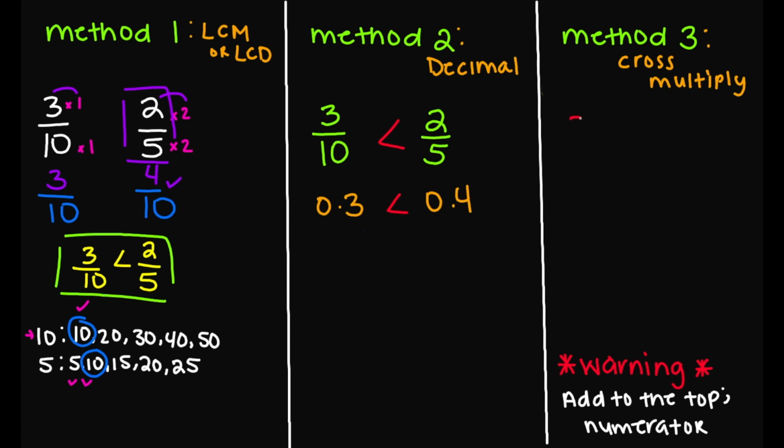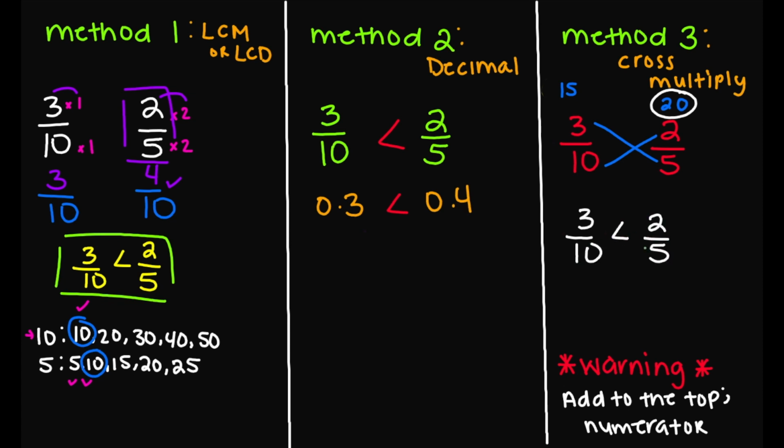And then cross multiply, if you do the cross multiply way, remember the warning at the bottom is to make sure you add your numbers to the top. So 5 times 3 is 15, add your numbers like this. And then 10 times 2 is 20. So if I compared my 15 and my 20, you're going to see that your 20 is larger, which represents your 2 over 5. So you're going to say 3 over 10 is less than 2 over 5.